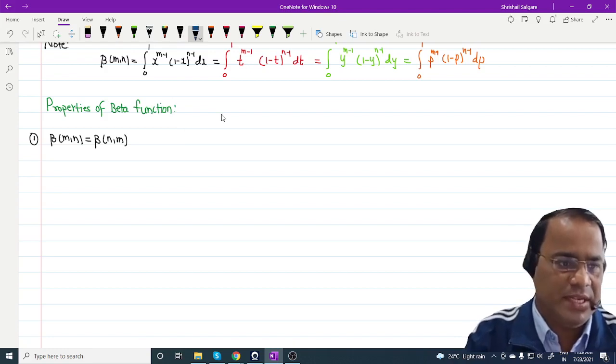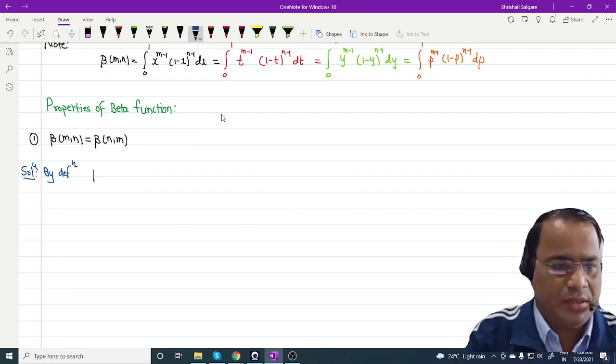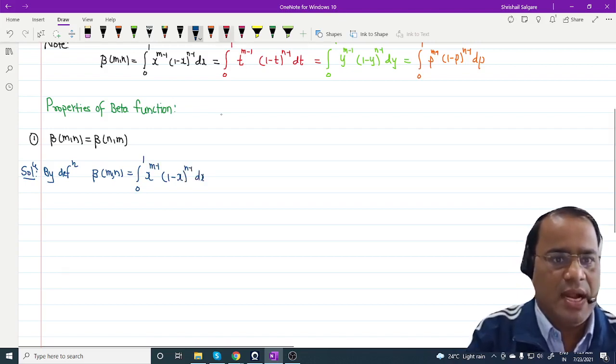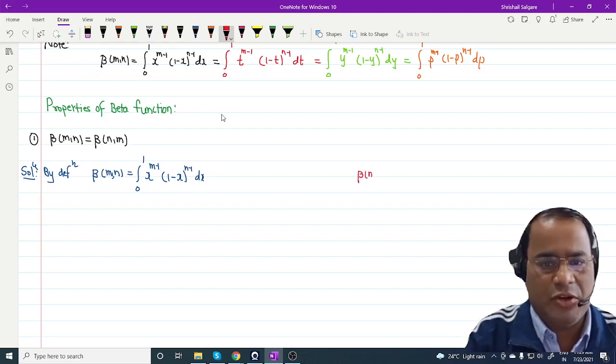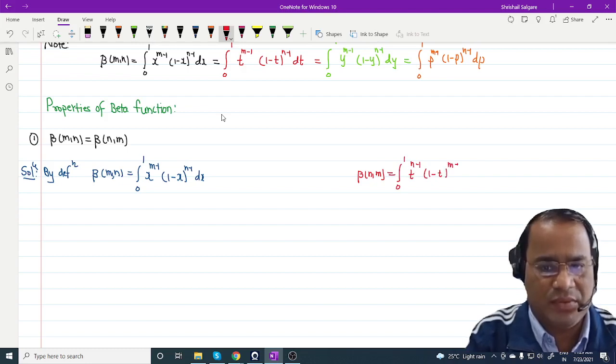Suppose you want to prove this. Now I will start with the definition. By definition, actually this part is not expected, but still I am taking. By definition, beta of mn is given by integral 0 to 1 x raised to m minus 1 into 1 minus x raised to n minus 1 dx. And suppose this integral you are reducing to the beta of nm, and by definition this is nothing but 0 to 1 t raised to n minus 1 into 1 minus t raised to m minus 1 dt.